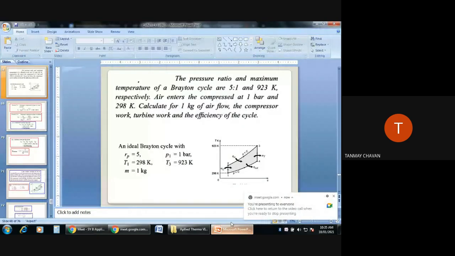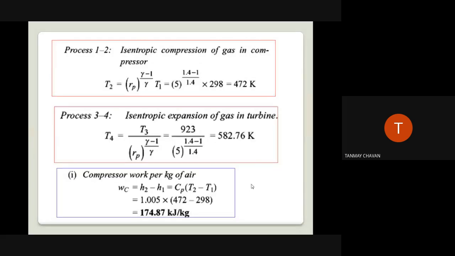461.86, I will check it. The value of T4 is 582. Check out: T4 is equal to T3 upon Rp raised to gamma minus 1 upon gamma. So T3 is 923, Rp is 5, 5 raised to 1.4 minus 1 divided by 1.4. Yes, sir. Okay.